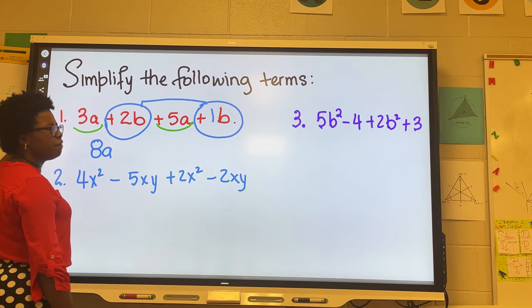And now we need to group the xy. So it's negative 5xy, and I know that because the negative sign is with the 5. And a negative 2xy. And so from here we can simplify. 4 plus 2 is 6, so that is 6x squared. Negative 5, negative 2 will give us a negative 7, and so negative 7xy.